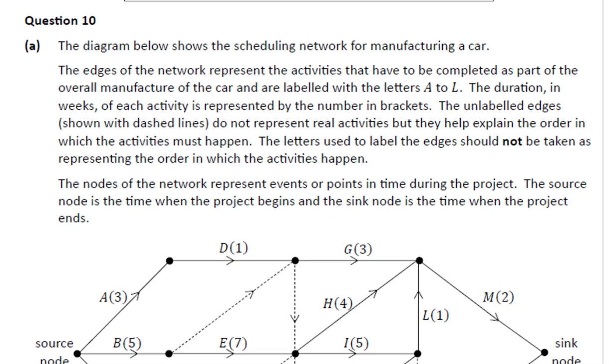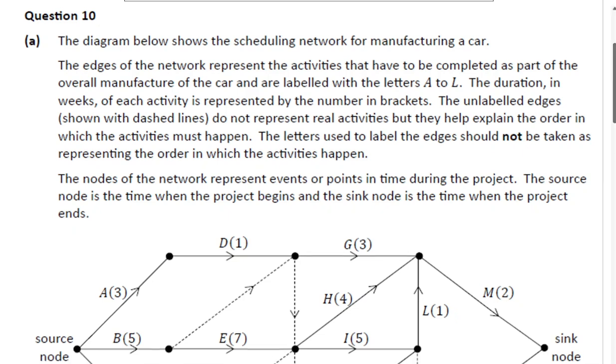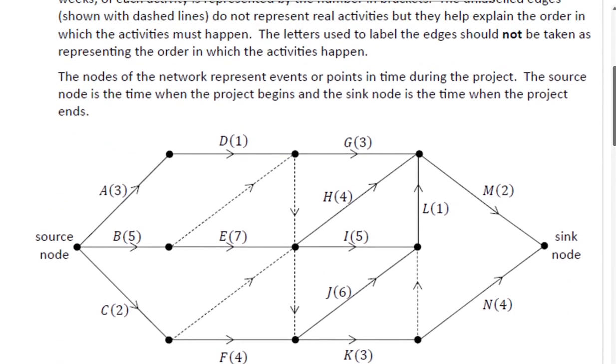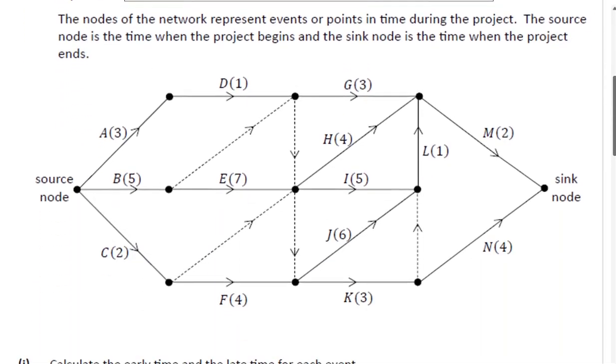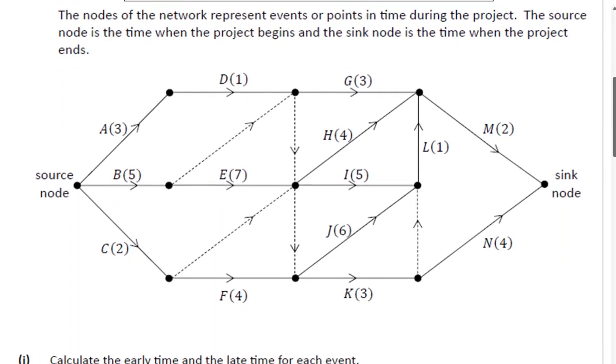So in this question we have a diagram. It doesn't matter what, making a car, whatever. So we have a source node and a sink node. We start at the source and we do all those tasks and get to the sink node, which is the project complete. And the numbers there are the times taken for each task, or the weight, or the cost, whatever it is.